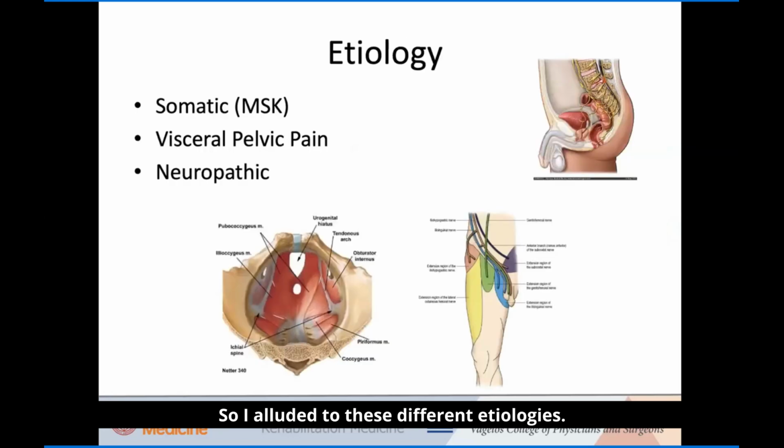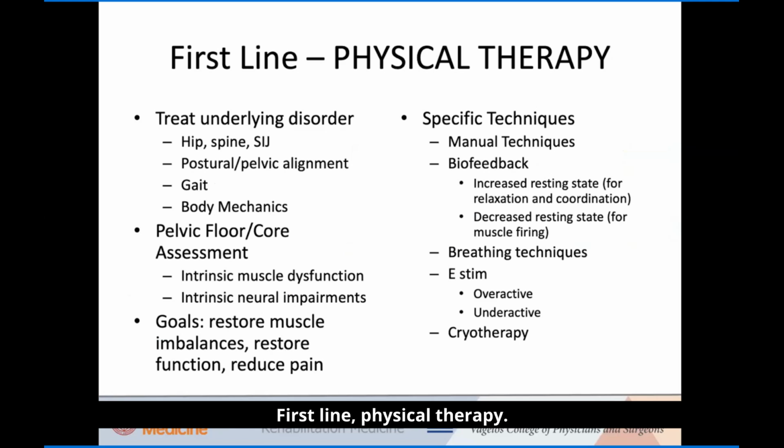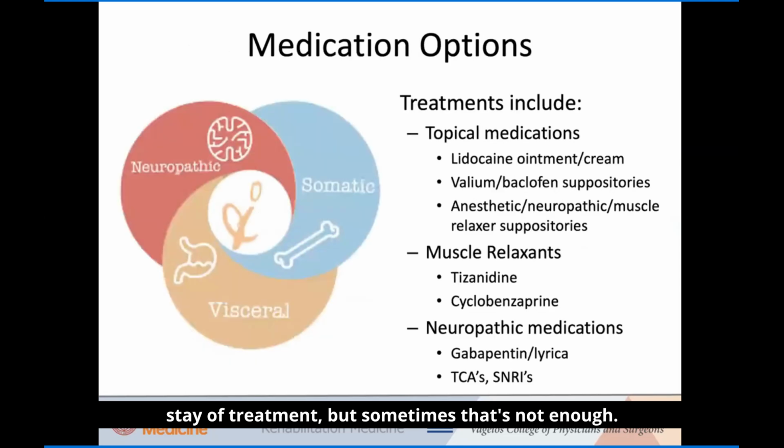So I alluded to these different etiologies. First line is physical therapy. We've already heard from Laura today about just how important the physical therapy aspect is, thinking about improving alignment, improving the ability for those muscles to even know that they exist, and then how to fire them and how to support you in all these different movement patterns that we rely on throughout the day. So physical therapy is a huge, huge, huge first line treatment and really the mainstay of treatment, but sometimes that's not enough. And so there are other things that we'll sometimes do for this.